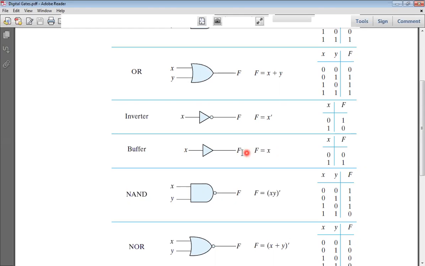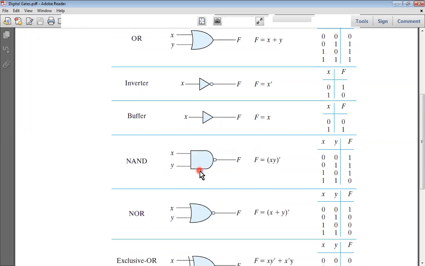So F equal to X. What is the output? Whatever you put here, that comes out as it is with high strength, with high power. That is the meaning here. So the buffer doesn't alter the input. It provides strength so that the input can drive the output load. So if X is 0, output is 0. If X is 1, output is also 1. So in general, F equal to X, that is the buffer.